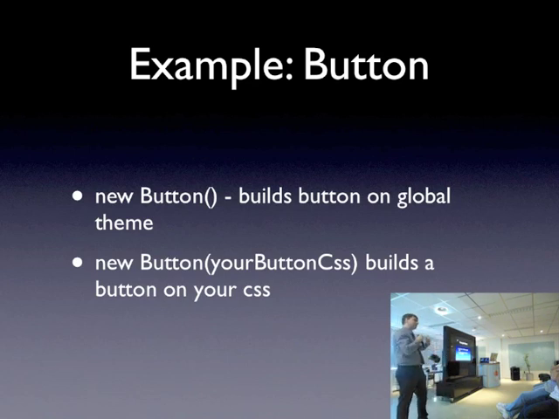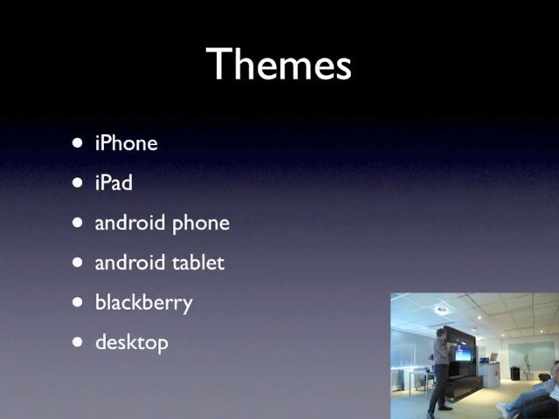So if you want to customize one widget for your looks, you can just pass in this one widget. If you want to globally customize everything, you have to know about resource bundles, and there's a standard project in the SVN, in the Git repository, which is a great start because all the classes are there, empty. So if you want to mess around with it, that's the best starting point. Currently, there are themes for the iPhone, iPad, Android phone, Android tablet, BlackBerry, and desktop.